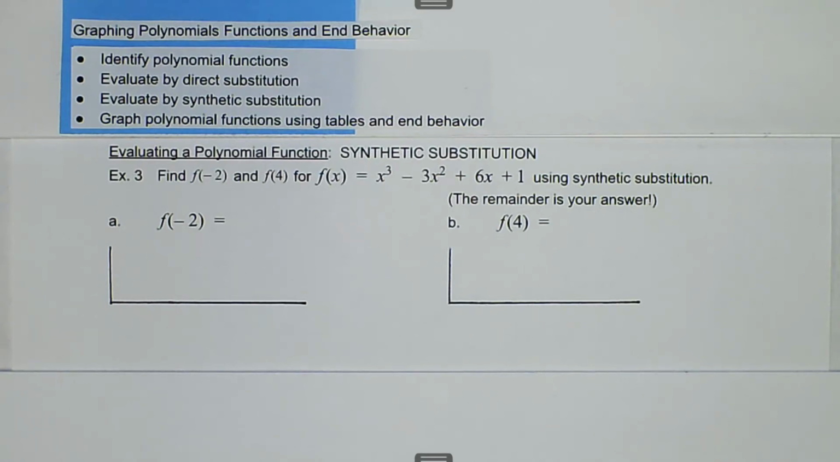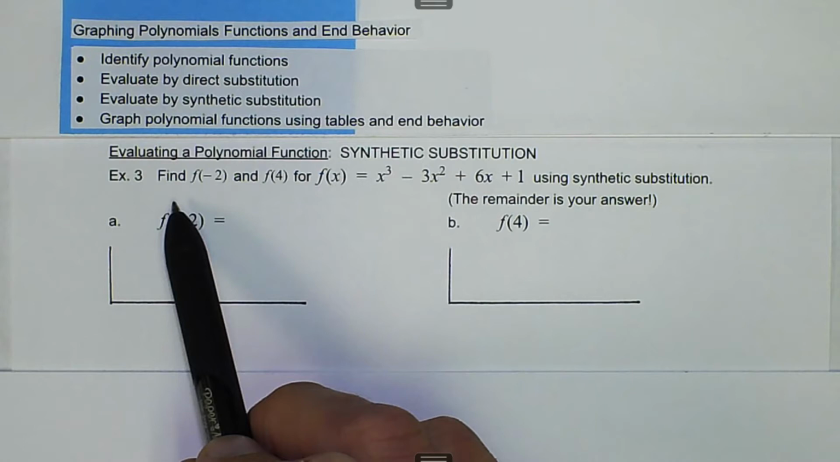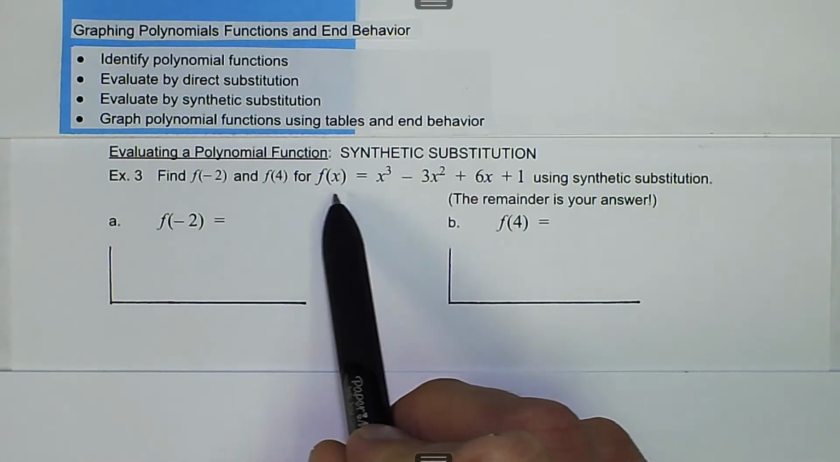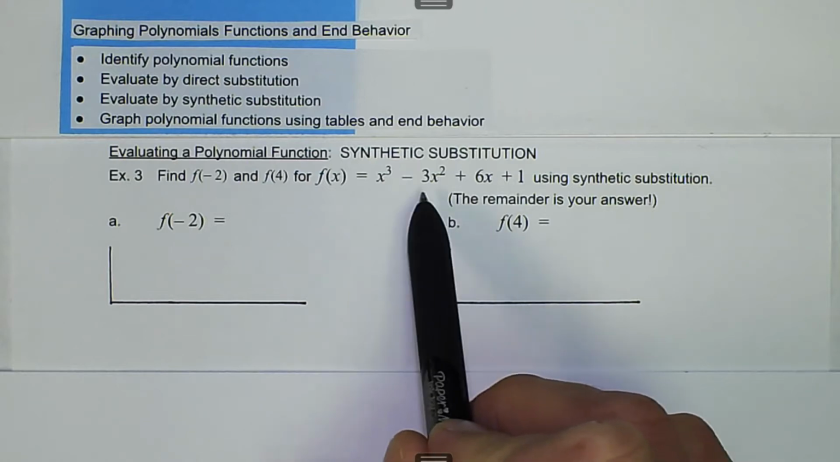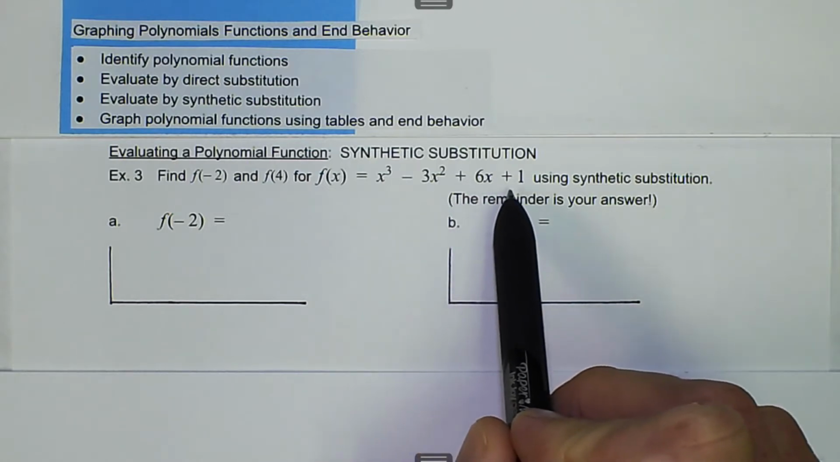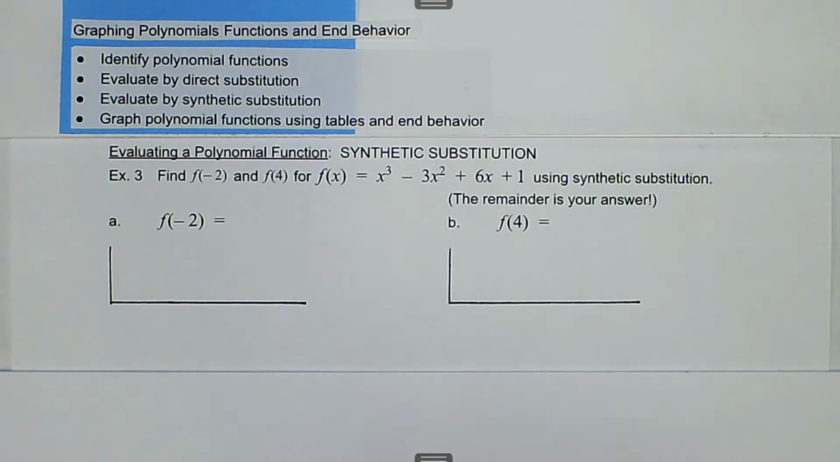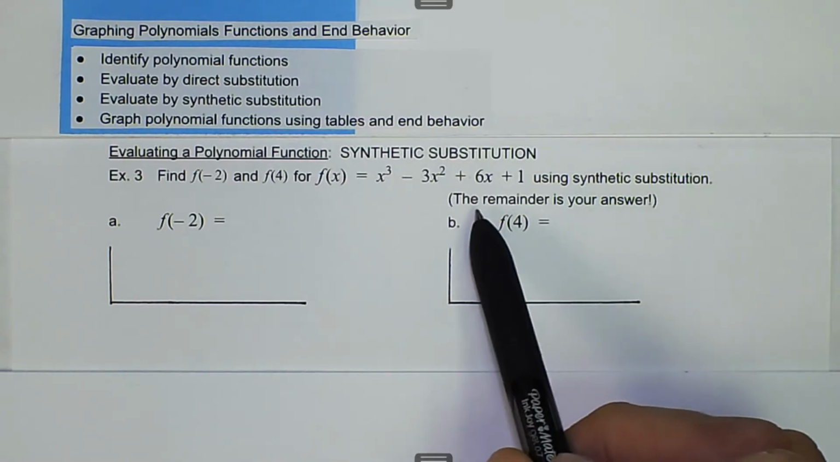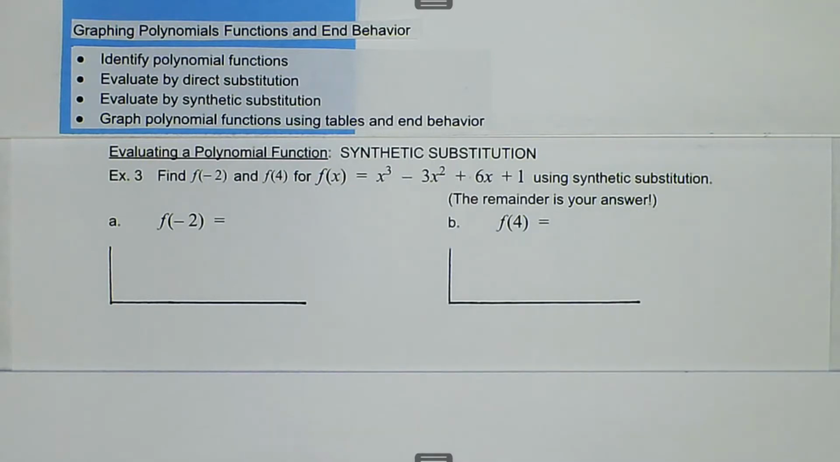We're talking about graphing polynomial functions and end behavior, and here we want to evaluate by synthetic substitution. So, evaluate a polynomial function by synthetic substitution. Here we're going to find f of -2 and f of 4 for the function f of x equals x cubed minus 3x squared plus 6x plus 1, using synthetic substitution. The remainder is our answer.